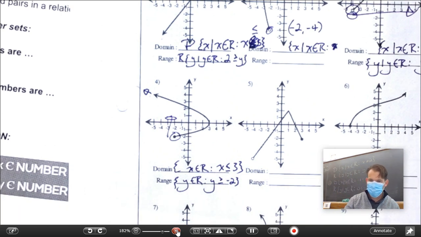And those are domain and range. And that's how we read the domain and range of various functions.